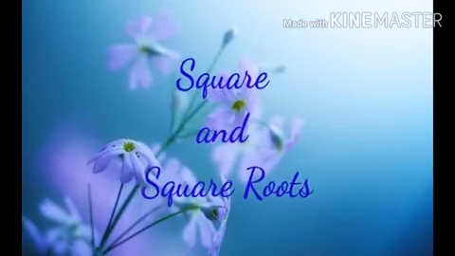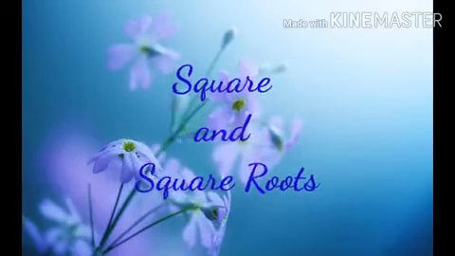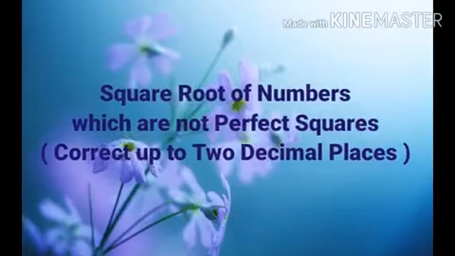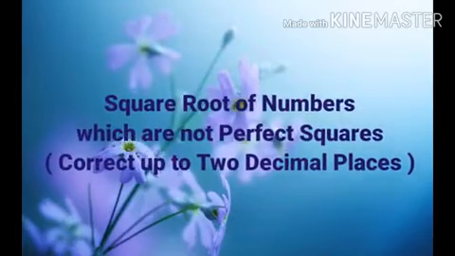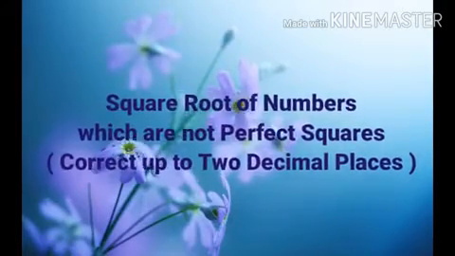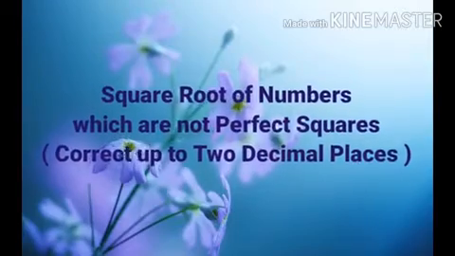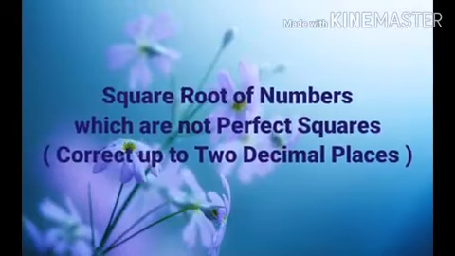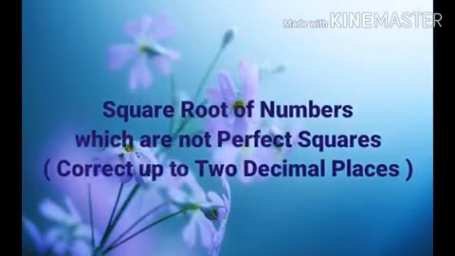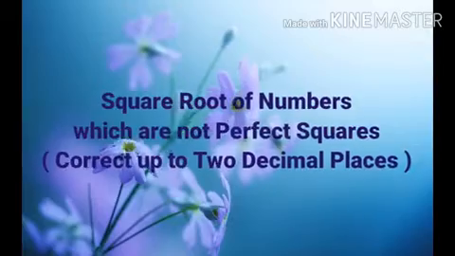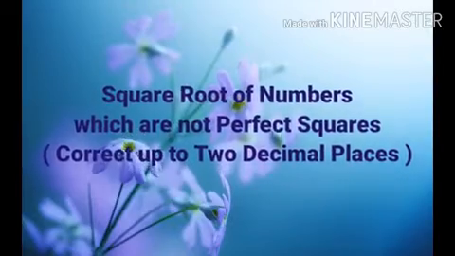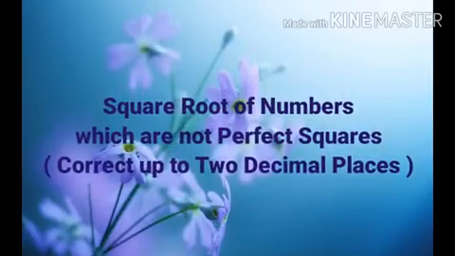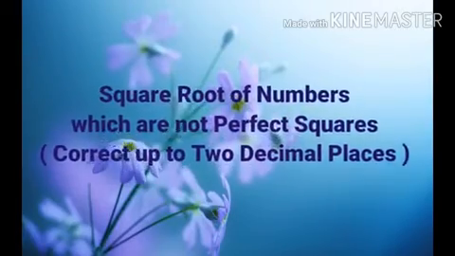In square and square roots, the next topic is square root of numbers which are not perfect squares, correct up to 2 decimal places. In order to find out the square root of numbers which are not perfect squares up to the 2 places of decimal, we shall find the square root of the number up to 3 decimal places and then round it off up to 2 decimal places. For this, we can add 0 as much as required in the process.